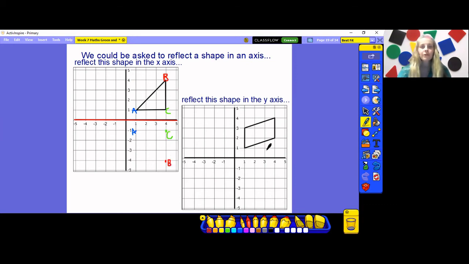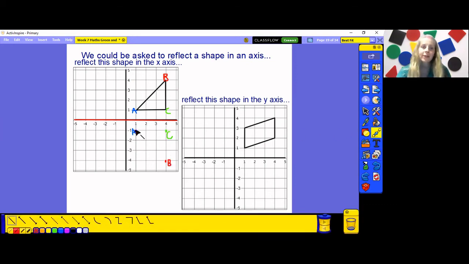And once we've got the vertices plotted, we can then start joining up. I've just coloured that shape red there, but you can see where it's been reflected. You can see how our shape has been reflected in the x-axis.